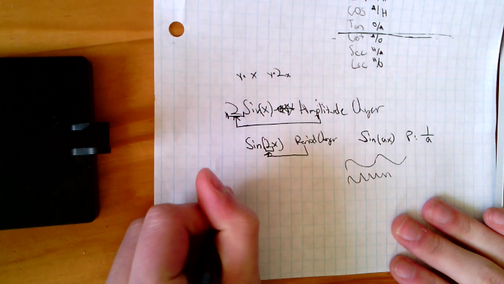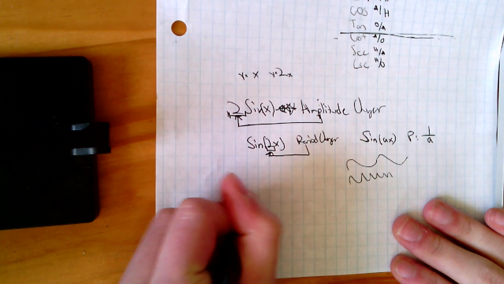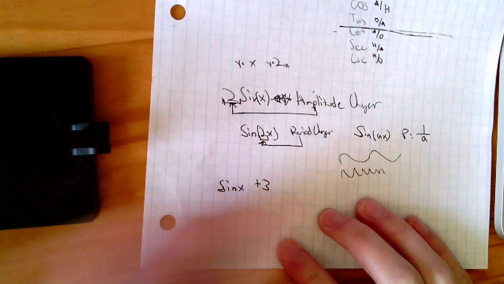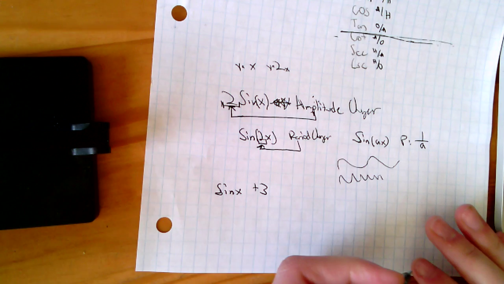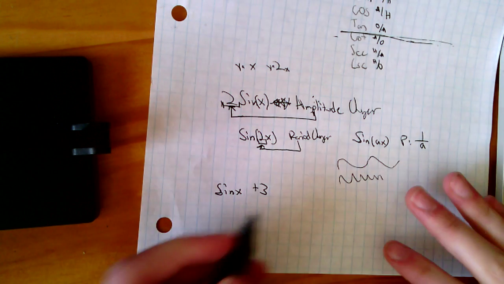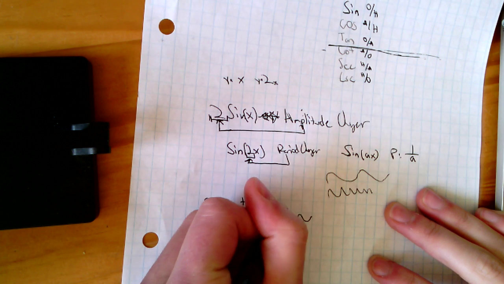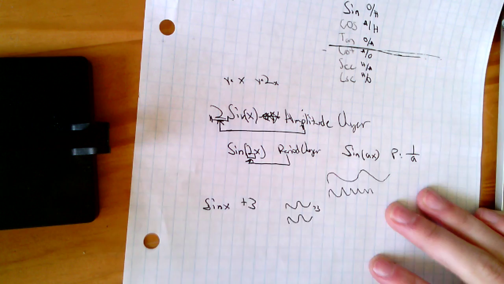Then there's, obviously, sine of x plus 3. If the 3 is on the outside, then it's fine. It's just like y equals mx plus b. You just take the wave and move it 1, 2, 3 units up. That's all you have to do.